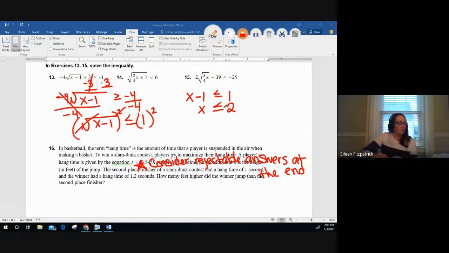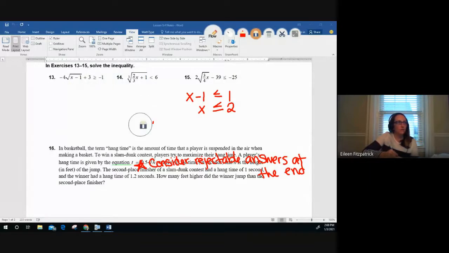Before you say, okay, I'm done, let's think about the original problem to make sure that that works and to make sure there are no rejectable solutions. Some numbers won't work. Okay, let me erase this for a second.